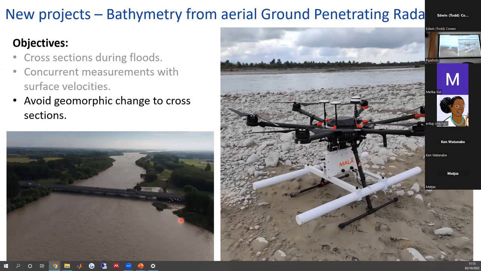And one of the primary objectives is to avoid geomorphic change to cross sections. So if surface velocities are measured at the flood peak, but the cross sections are surveyed after the flood, that means that there's an inherent assumption that that cross section was valid at the same time as the surface velocities. And often that's not correct, because there can be substantial geomorphic change occurring during the flood, including deposition of sediment.